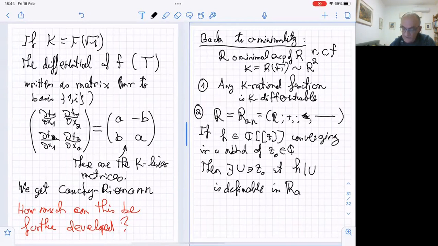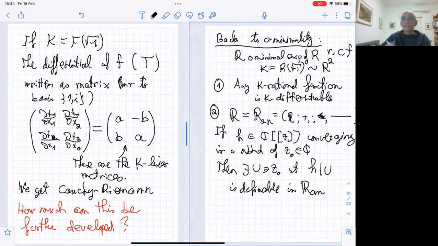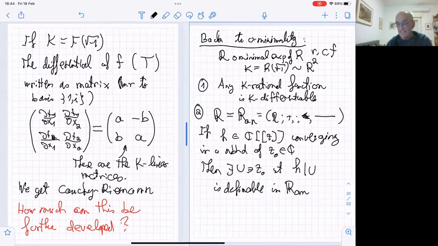Why is that? Because the real and imaginary parts of H will be real analytic functions defined in some neighborhood of z. z now will be viewed as a point in R squared. And real analytic functions, converging power series, sorry, are always definable at least on some closed box containing z0, yes? Just because the real and imaginary parts of H are real analytic.